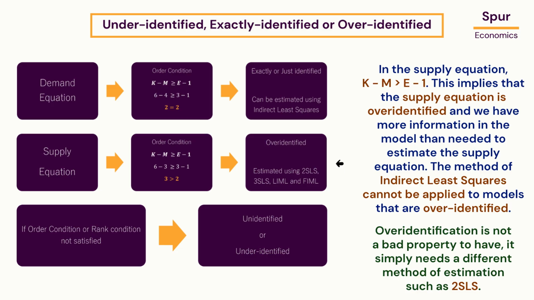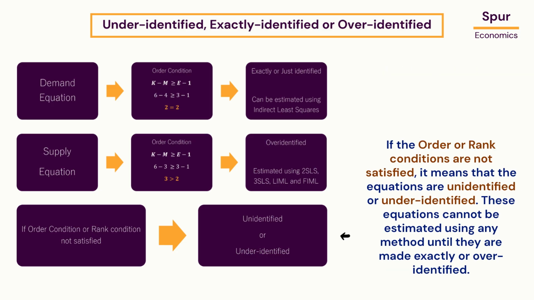Over-identification is not a bad property to have, it simply needs a different method of estimation such as 2SLS. If the order or rank conditions are not satisfied, it means that the equations are unidentified or under-identified. These equations cannot be estimated using any method until they are made exactly or over-identified.